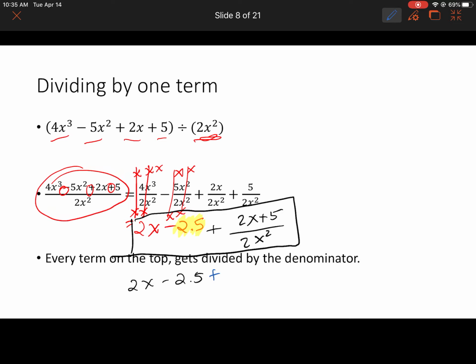I'm going to take positive 2 divided by 2, which gives me 1. And then because we have one x on top, we have two x's at the bottom. Only one of them cancels out, meaning that this becomes 1 divided by x. For the next one, we have 5 divided by 2x squared. We're going to divide the values again. 5 divided by 2 is 2.5.